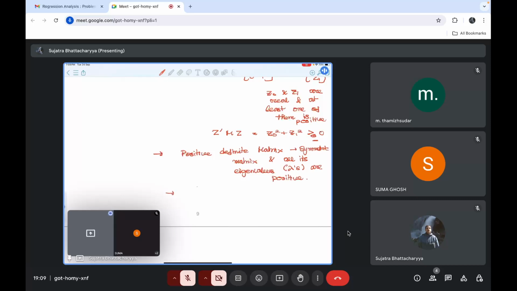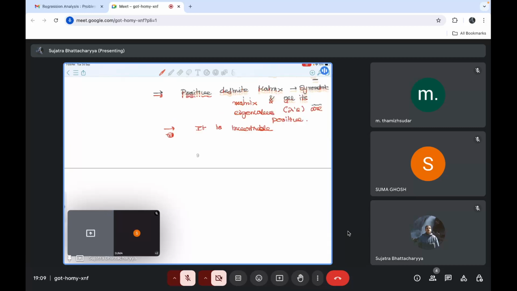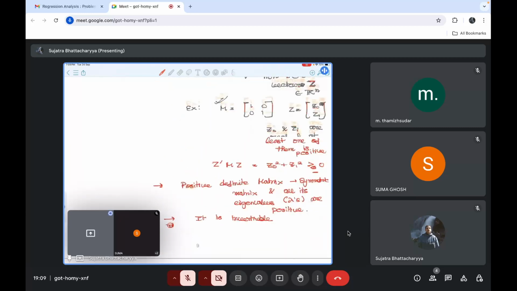The second important property is that it is invertible, that is, the inverse exists. The determinant of that matrix is non-zero. So these are the two important properties. We will be using these properties. So that's why I am focusing on positive definite matrices.